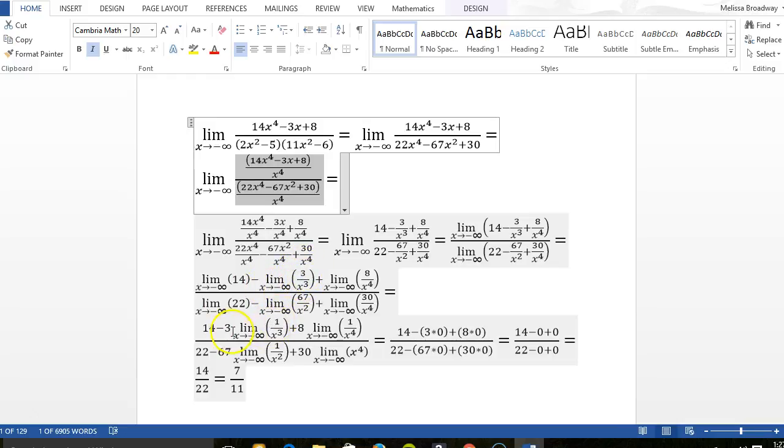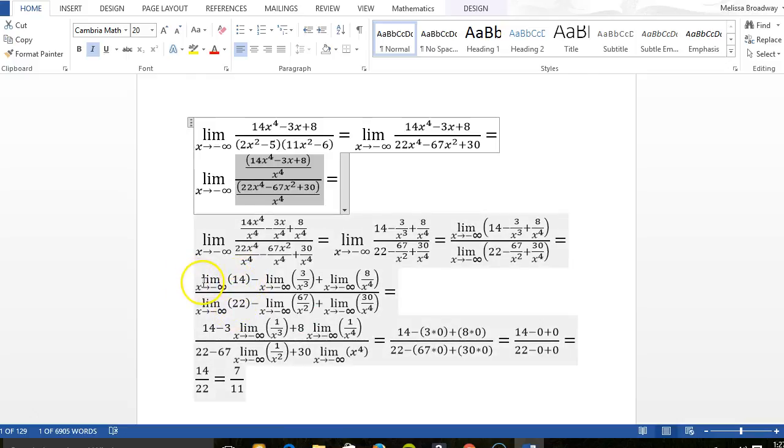Now the limit as x goes to either infinity of 3 over x cubed is going to be 0, but on this next step here, I didn't do that right away. I just took the liberty to yank out the 3. I yanked out all constants that didn't equal 1. So I yanked out the 8, down here I yanked out the 67, and here I yanked out the 30, and I just went ahead and did the 14 and 22.